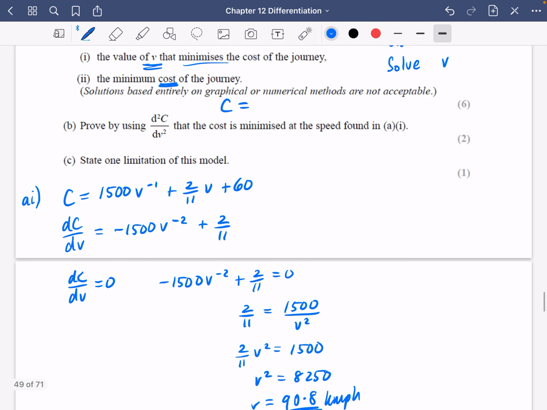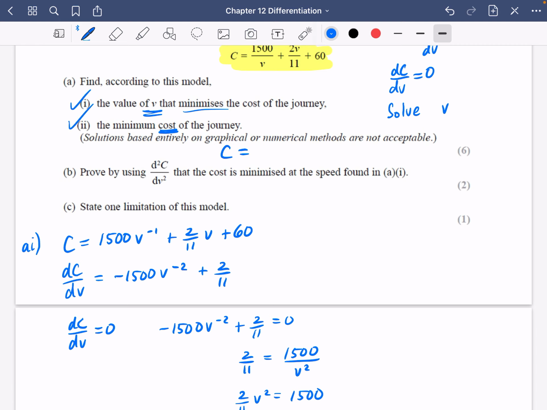So we've done this part and this part now, and now it's saying prove by using the second derivative that the cost is minimized at the speed found in A. Obviously, it could have been maximized, and we don't want to maximize the cost. We want to minimize the cost. So we're going to use the second derivative to check that.